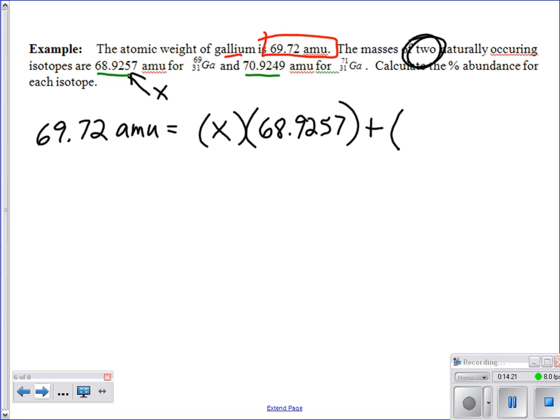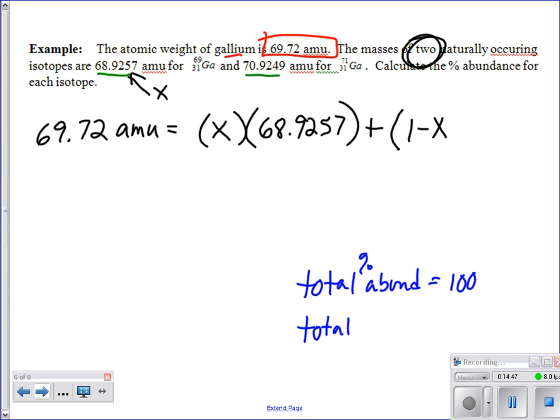What do you want to do for your percent abundance for the other one? Yes. Okay, so they got it. 1 minus X, because remember, let's just make ourselves a note that our total abundance equals 100 if we're talking about percent. Let's say that total percent abundance equals 100. So if you're talking about a total fraction abundance, I'm not a math teacher, I'm not sure that's how you phrase that, but your total percent abundance is 100. Your total fraction abundance would be equal to 1. So that's what we're looking at.